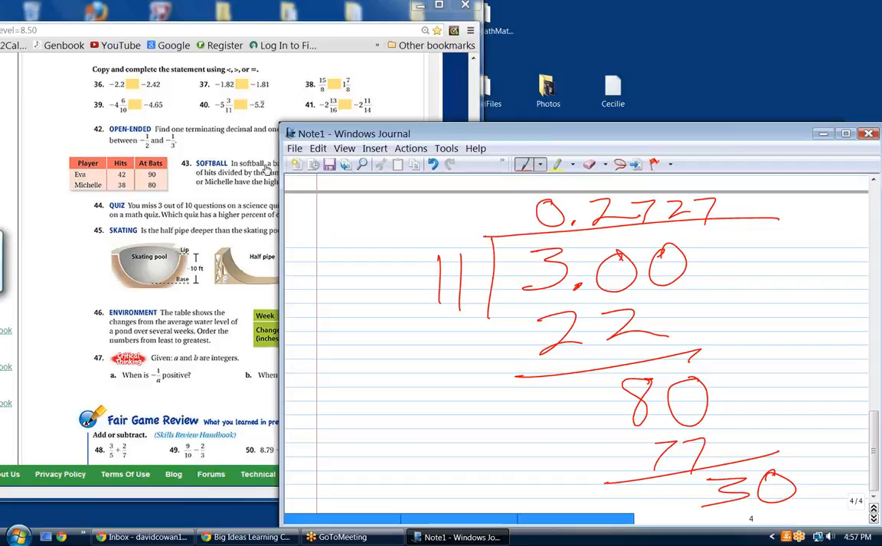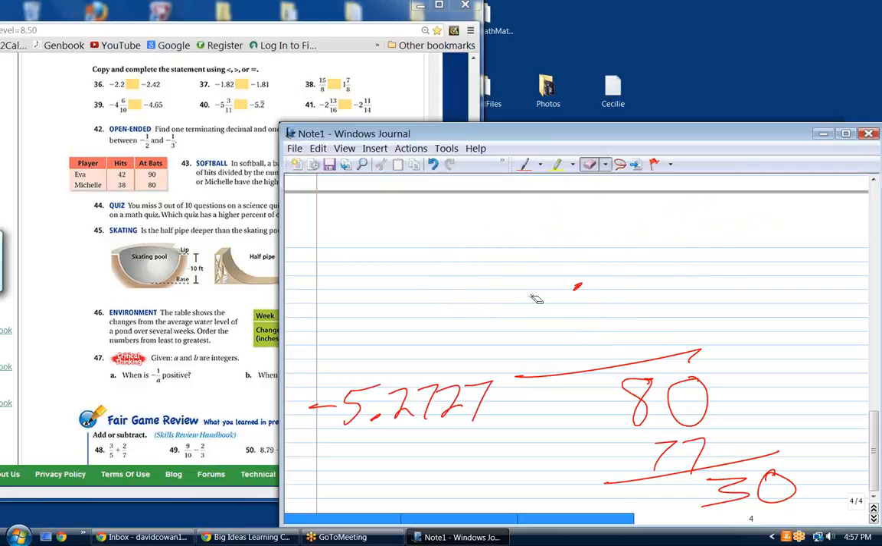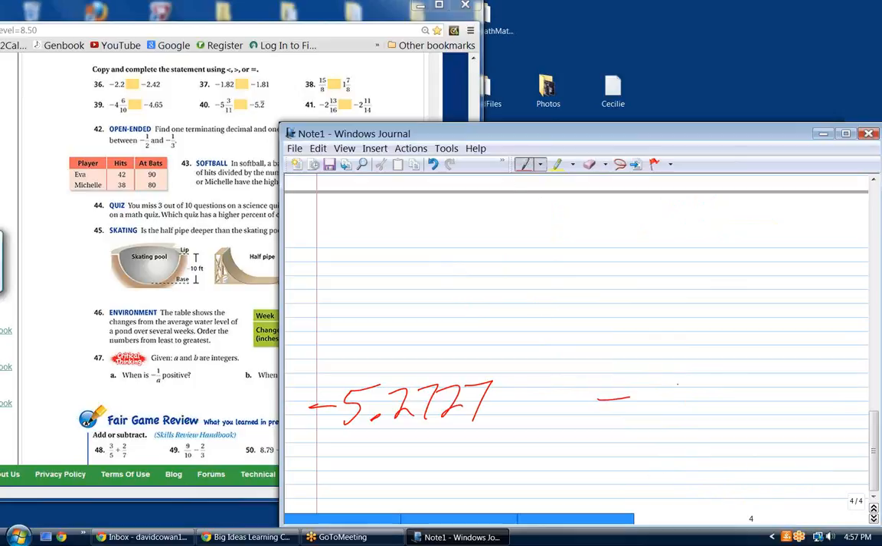Okay, so now we have minus 5.2727 on one side, and on the other side, we have minus 5.222. So which is bigger? The bigger one is negative 5.222 repeated. So the direction goes in that way.